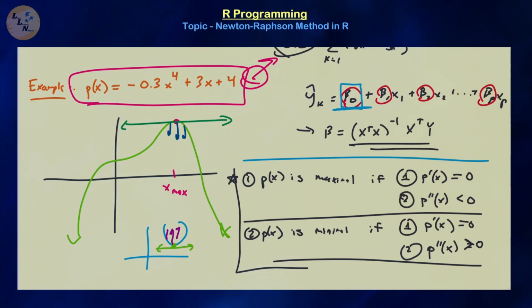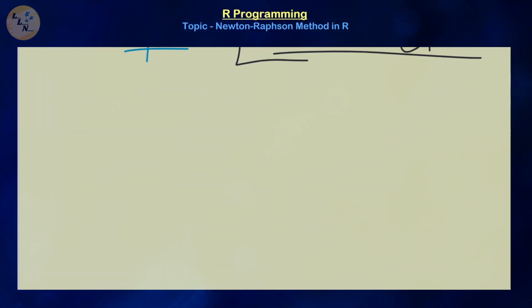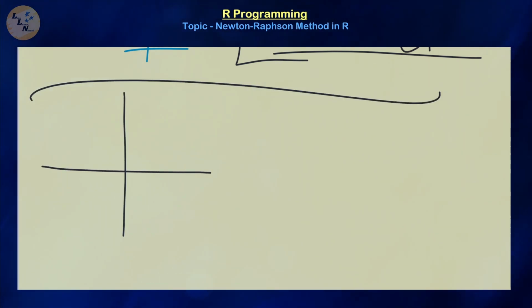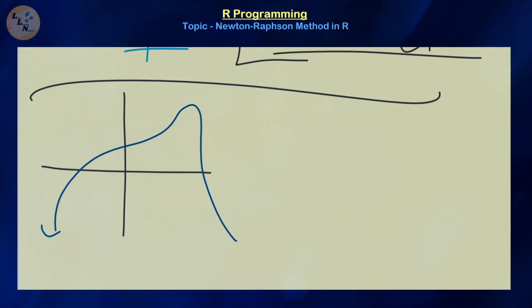So let's briefly go into what the Newton-Raphson does and how it does what it does. Right? So let's draw our polynomial p of x, which has this type of shape.